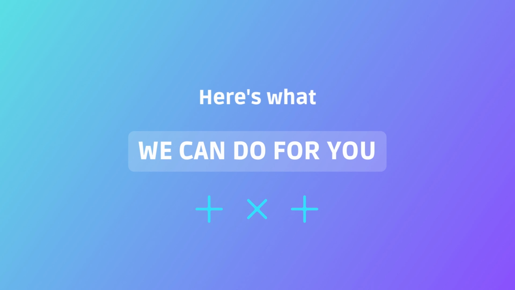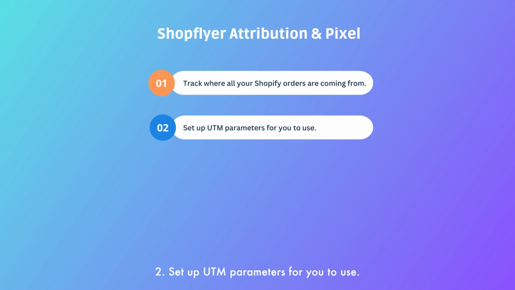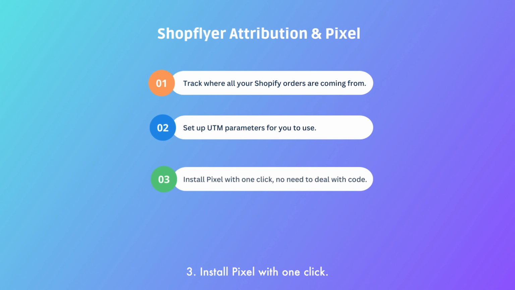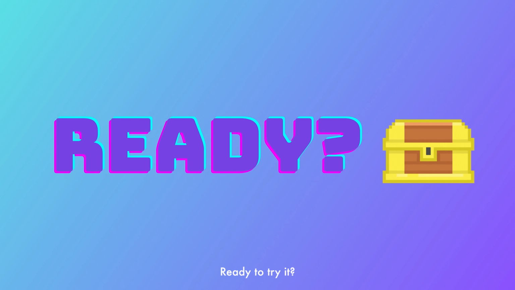Here's what we can do for you. 1. Track where all your Shopify orders are coming from. 2. Set up UTM parameters for you to use. 3. Install Pixel with one click. No need to deal with code. 4. Get conversion API ready for you to use. Ready to try it? Let's get started.